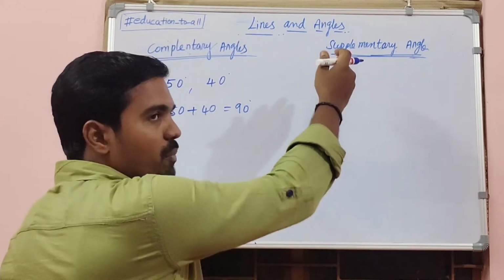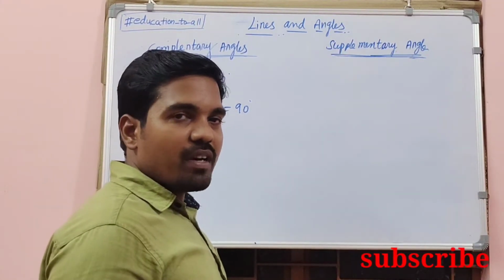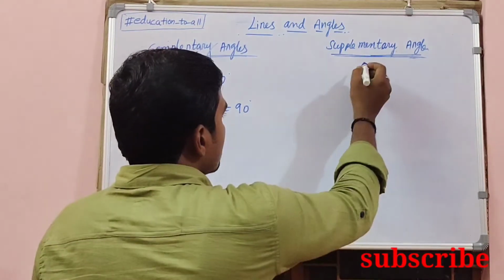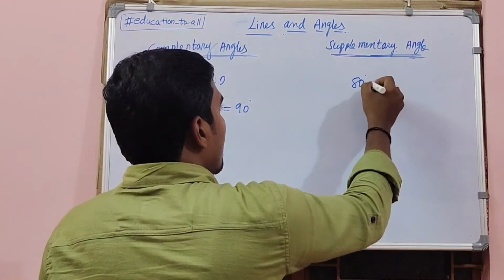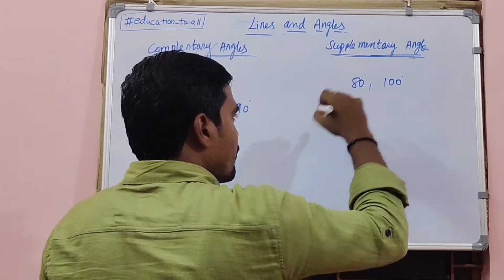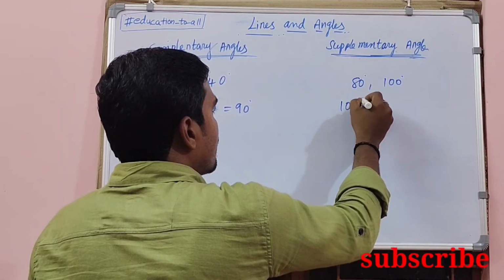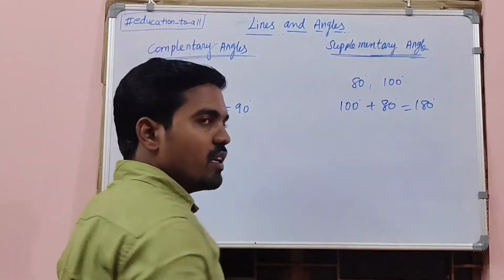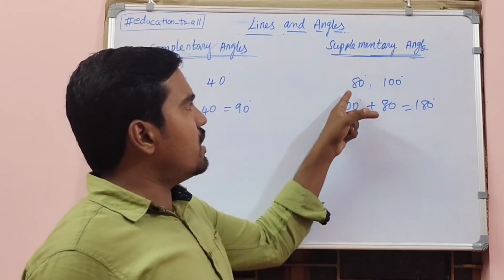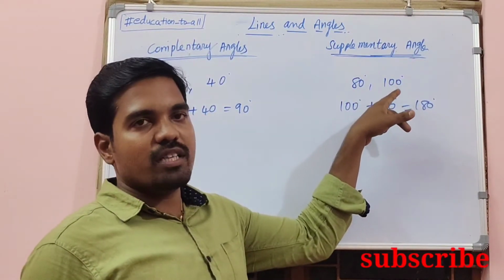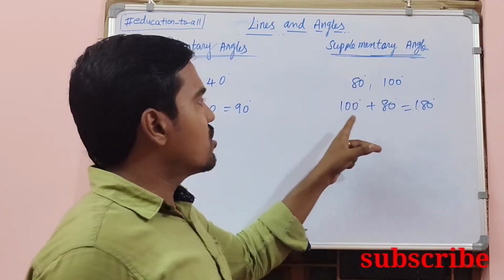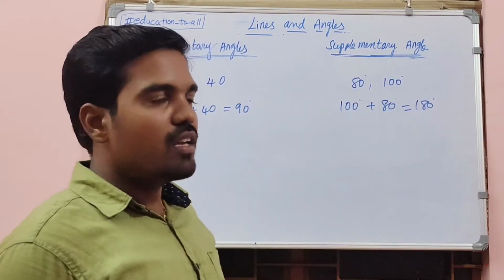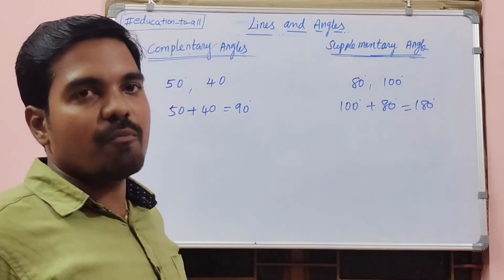Next, supplementary angle. What is meant by supplementary angle? Let us take two angles, 80 degrees and 100 degrees. If you add both angles, 100 plus 80 gives 180 degrees. So here 80 is the supplement of 100, and in the same way 100 is the supplement of 80. Their sum is 180 degrees, so 100 and 80 are supplementary angles.